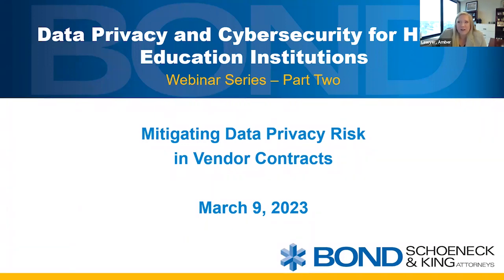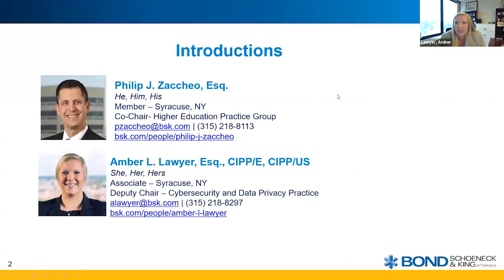Today, we are pleased to welcome Phil Zacchio to our series. Phil is co-chair of Schoeneck King's Higher Education Practice Group. His practice focuses exclusively on representing colleges and universities in all aspects of higher education law. Specific to our topic today, Phil represents institutions in negotiating a wide variety of vendor contracts, from full outsourcing of functions such as food service, facilities maintenance, and bookstore operations, to discrete product and service offerings from vendors serving the industry. I am pleased to be presenting alongside Phil today.